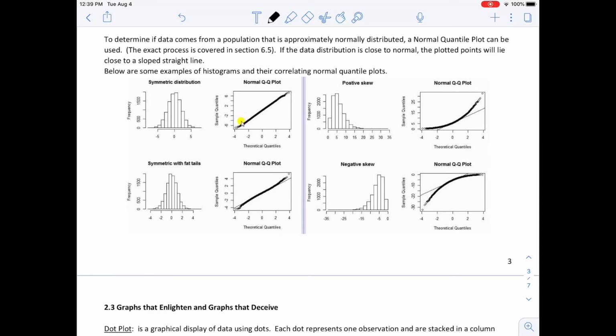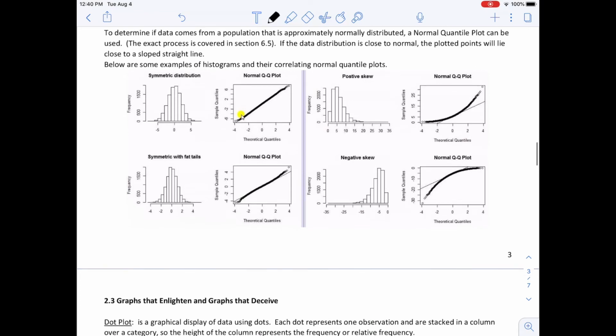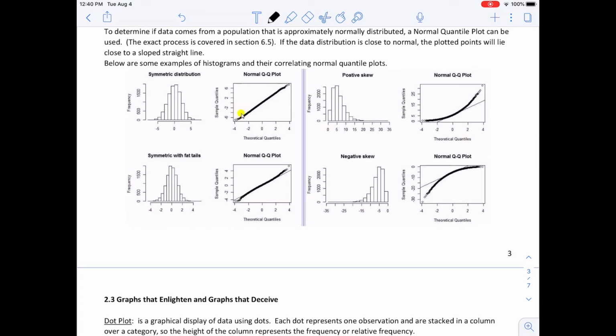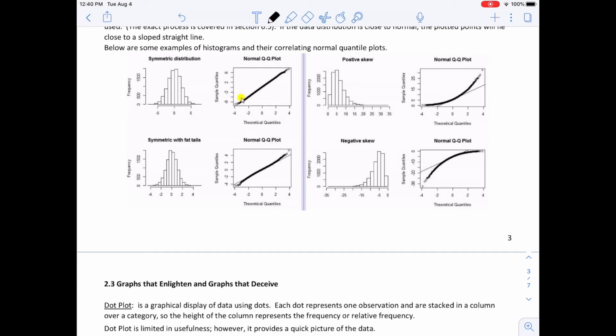To determine if data comes from a population that is approximately normally distributed, a normal quantile plot can be used. The exact process is covered in section 6.5. If the data distribution is close to normal, the plotted points will lie close to the shape of a straight line. And so if you look at these, we have different histograms, and then our normal quantile plots that again we'll cover more in depth in chapter 6. But if you look at the first one, it is very normal, and you'll notice that those points are close to a straight line, versus the ones over here to the right, where the points are more curved.